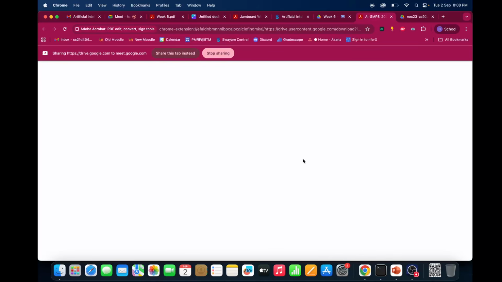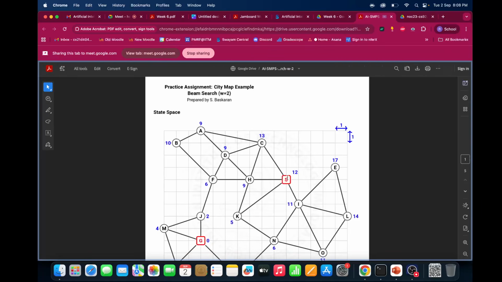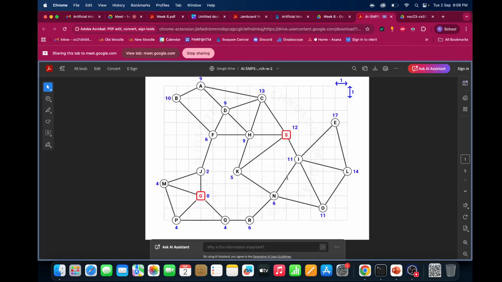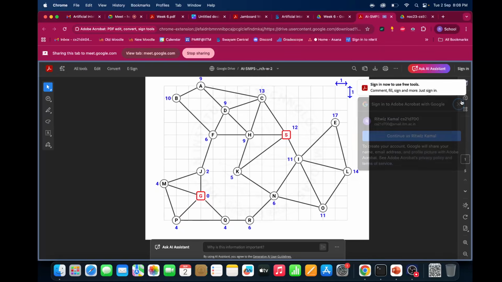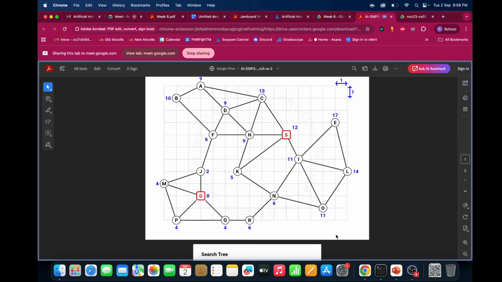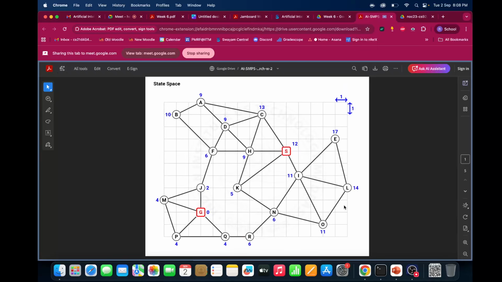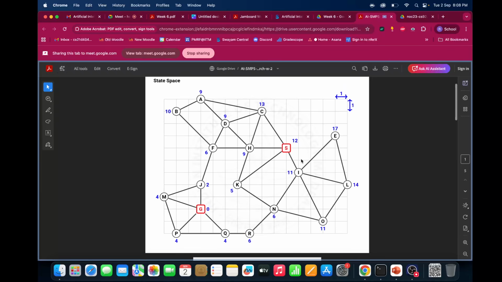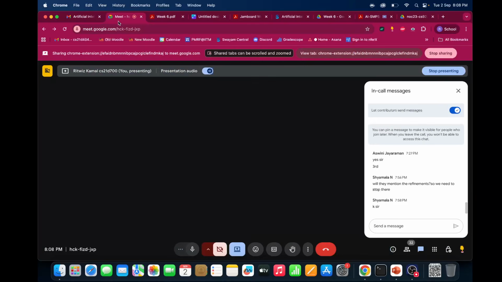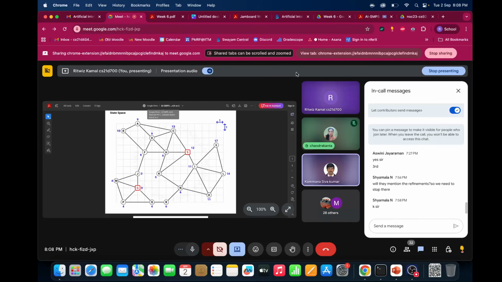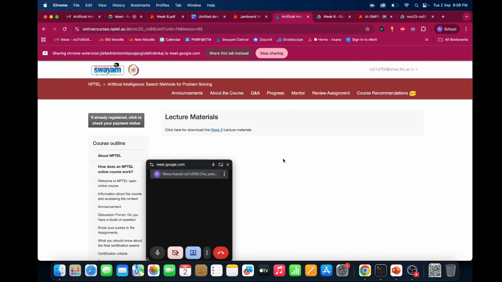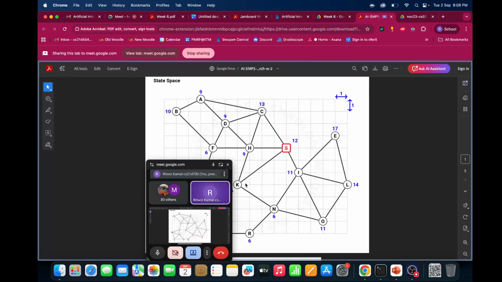Oh, it has its solution over here, right? It's the same graph, right? Can you verify this? Is it the same graph that was in the practice question? Yes. Okay, so we have the solution in the lecture material. Let's have a look at that.